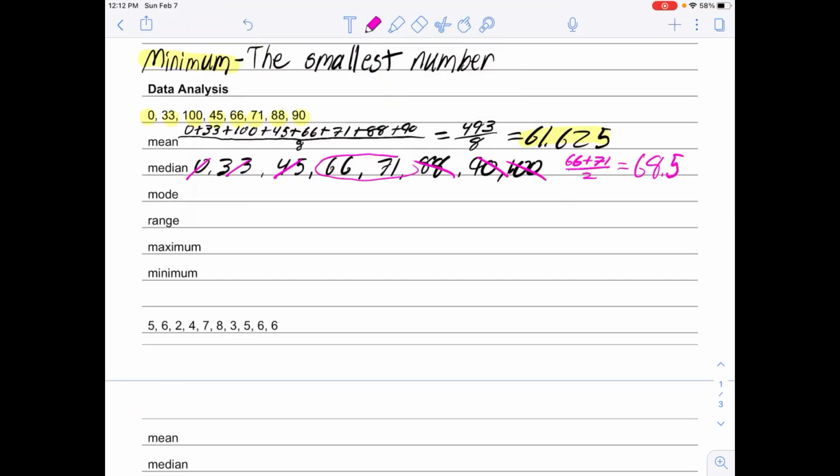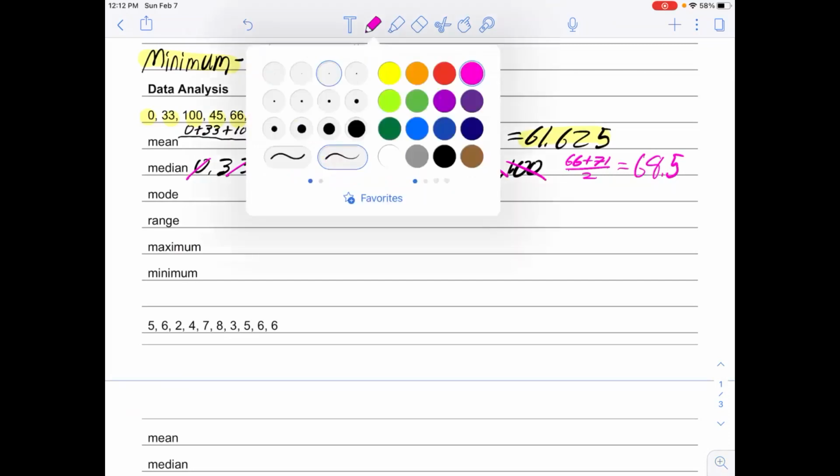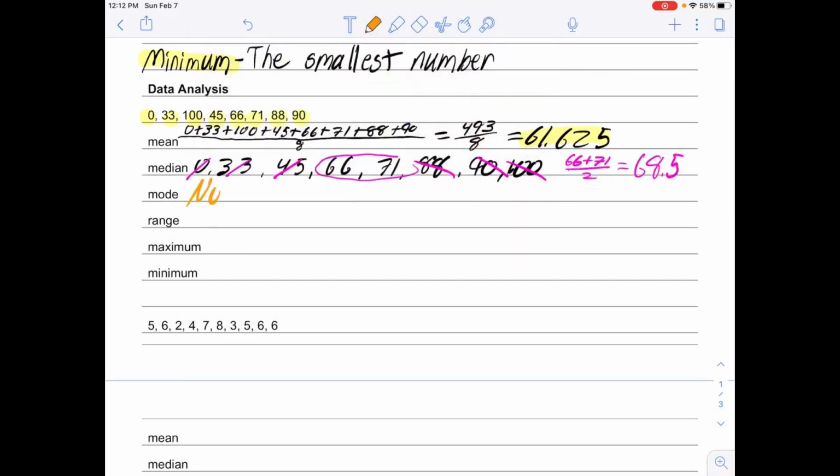Next is the mode. The mode is the number that occurs most often. In this data set, all of my numbers only occur one time. That means that I have no mode because no numbers are repeated.